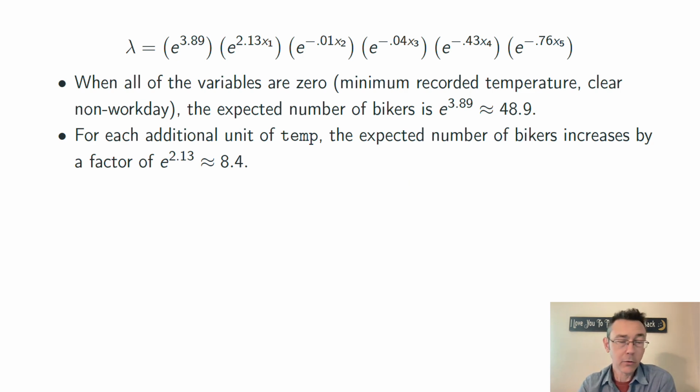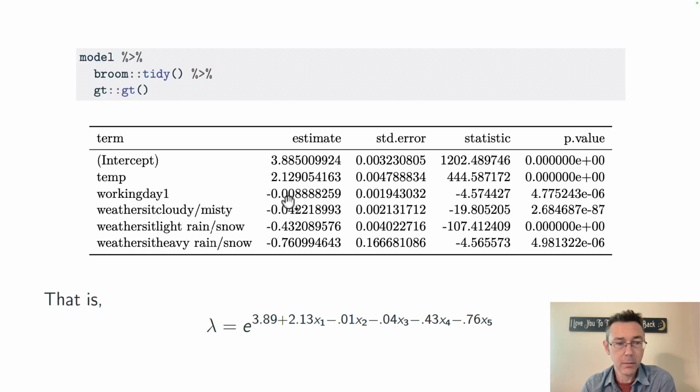By the way, since I'm talking about that, let's go back and look at this table for working day 1 and contrast. The p-value is exceptionally small here. This is a statistically significant explainer of the number of bikes rented. However, the actual importance of this explanatory variable isn't that much. Knowing if it's a working day or not only changes your prediction for the number of bikes rented by about 1%. So that's an interesting contrast.